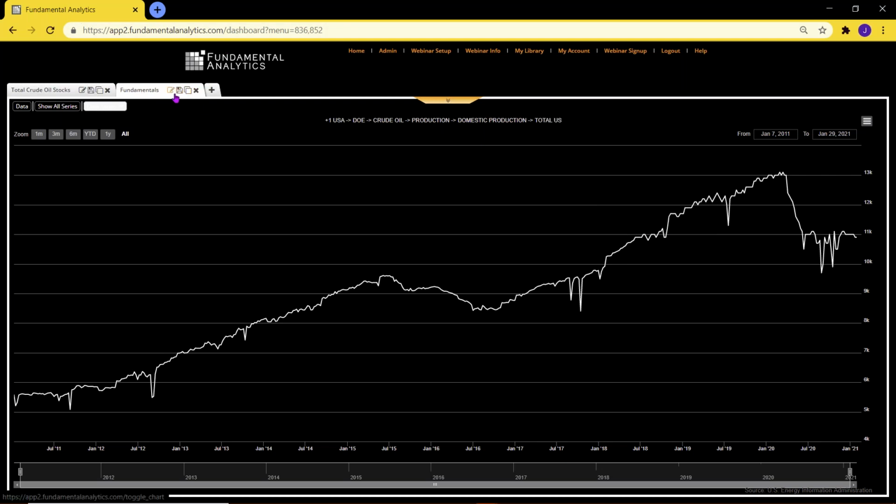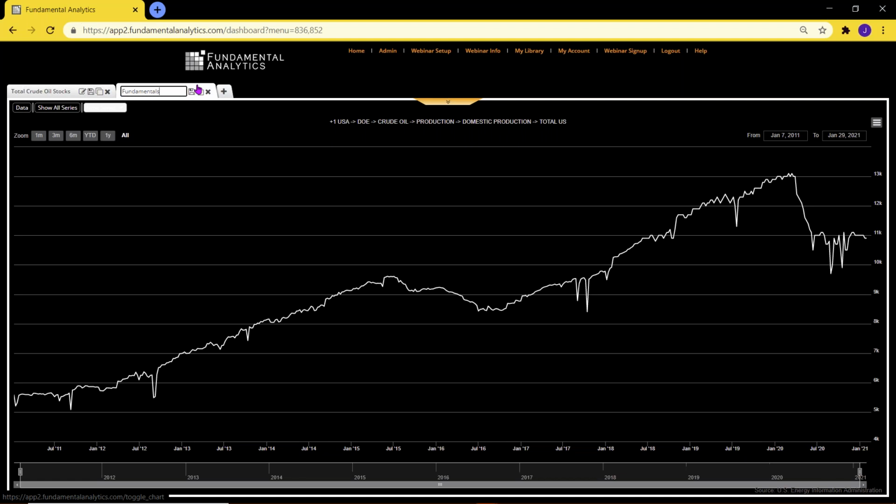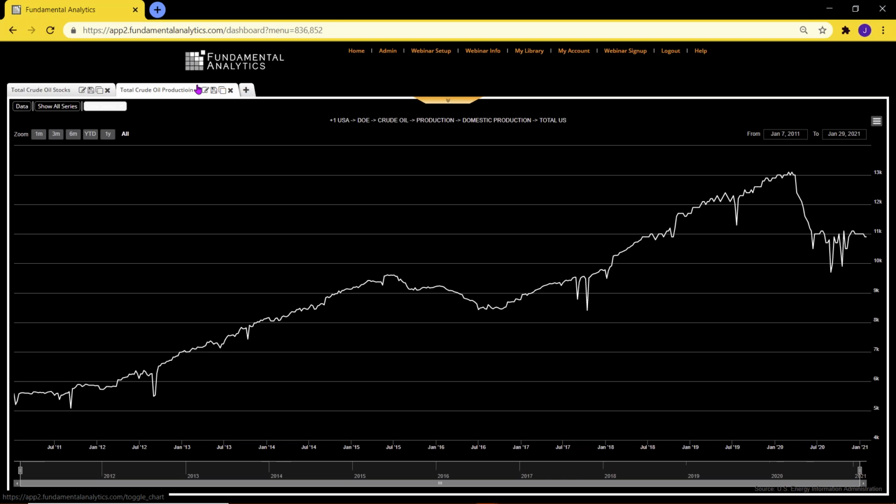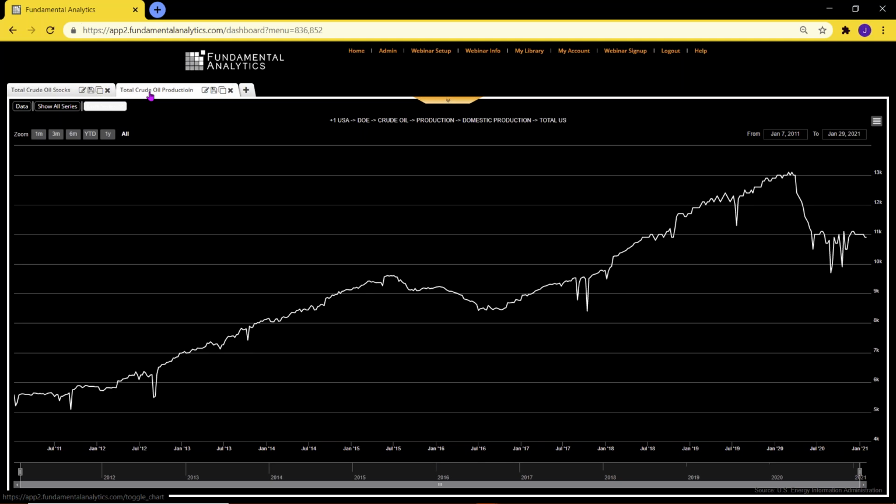I will do, now again, I could name this. So this is my total crude oil production. And what will happen as we go through this demonstration, we'll get a series of these tabs created, and this is what we call a dashboard. And you can have them all saved, brought up automatically, and you'll have a whole collection of tabs across the screen describing the information that you're looking for, or listing the information that you look at regularly.